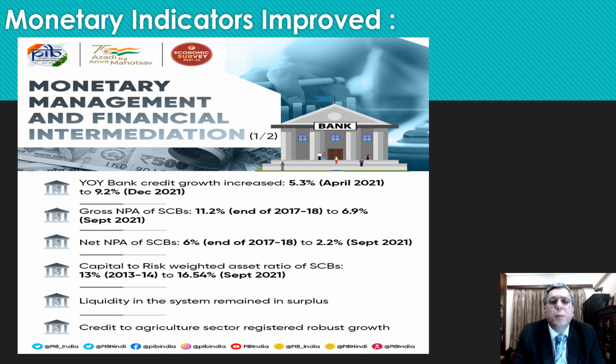that's something very commendable. Gross NPAs of the state controlled banks have gone down from 11.2% 3 years back to about 6.9%. Net NPAs, because of provisions, because of selling off, because of taking these large defaulters to the bankruptcy court, to the IBC process, have declined from 6% to 2.2%, and they will decline further.